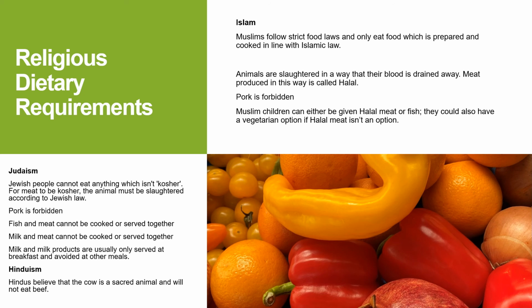In Judaism, Jewish people can't eat anything which isn't kosher, which means that the animal must be slaughtered according to Jewish law. Pork is also forbidden, and there are some foods that can't be served together. It's always worth talking with Jewish families before you start, as some are more strict than others. In Hinduism, the cow is a sacred animal, and so Hindus do not eat beef. Some Hindus also practice vegetarianism.